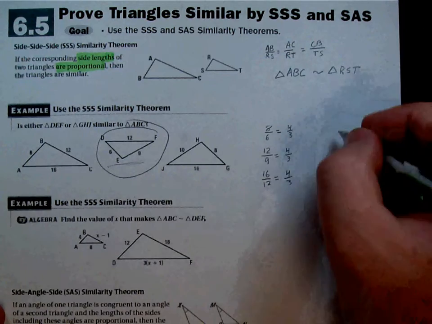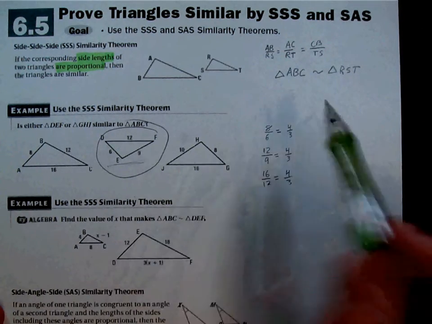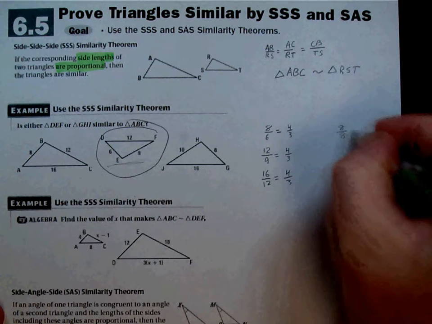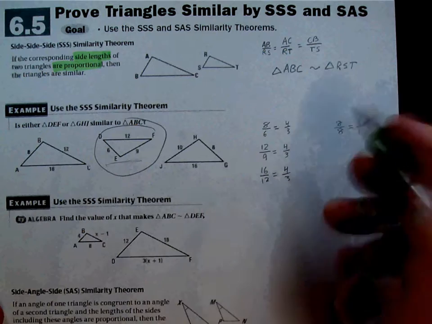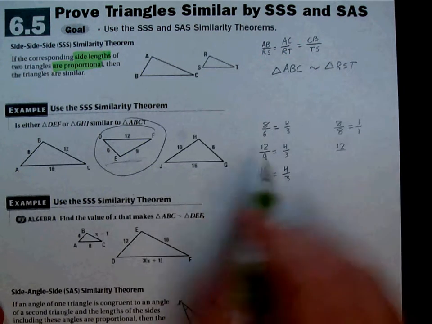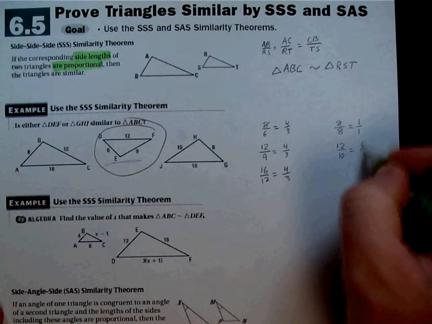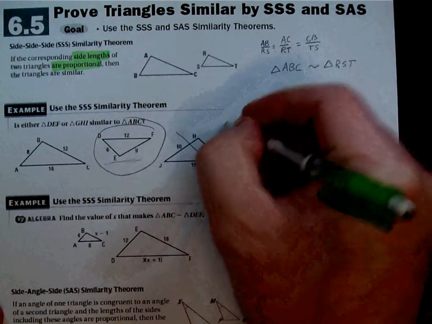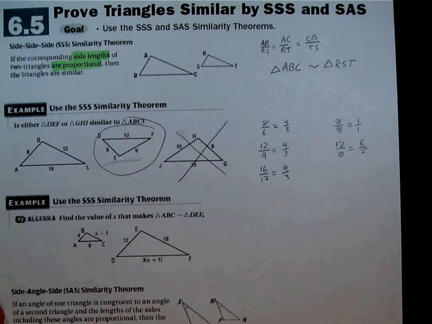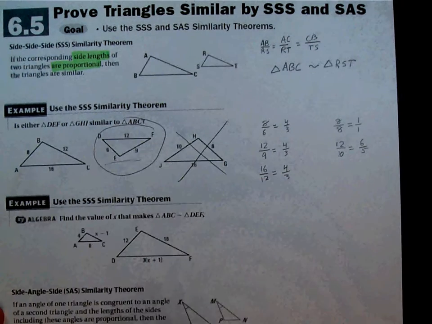So I'll go back to 8. It's the shorter side of that triangle. If I find the shortest side over here, it's 8. Well, 8 to 8, that's a 1-to-1 ratio. The next shortest side was 12, but the next shortest side over here is 10. Is that in the same ratio? No. So I can stop right there. I don't need to go any further. I know it's not similar to triangle GHJ. It's only similar to DEF.